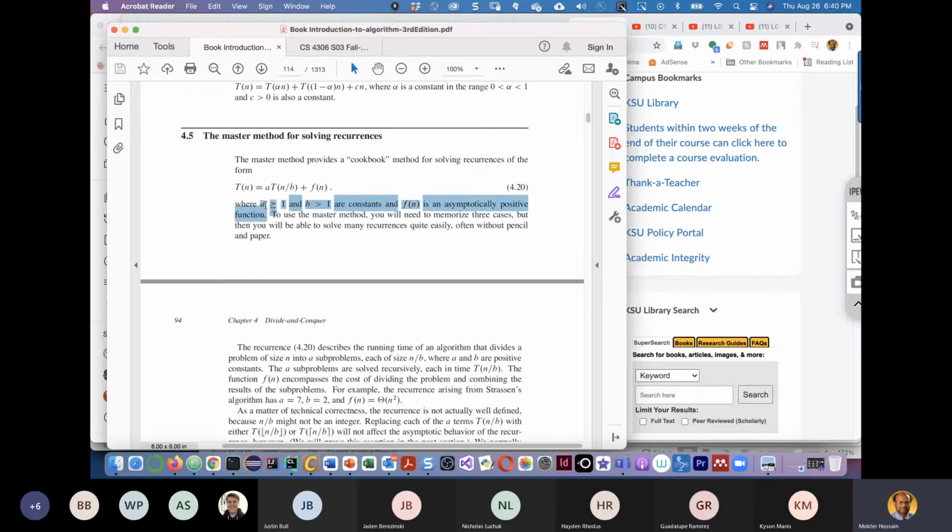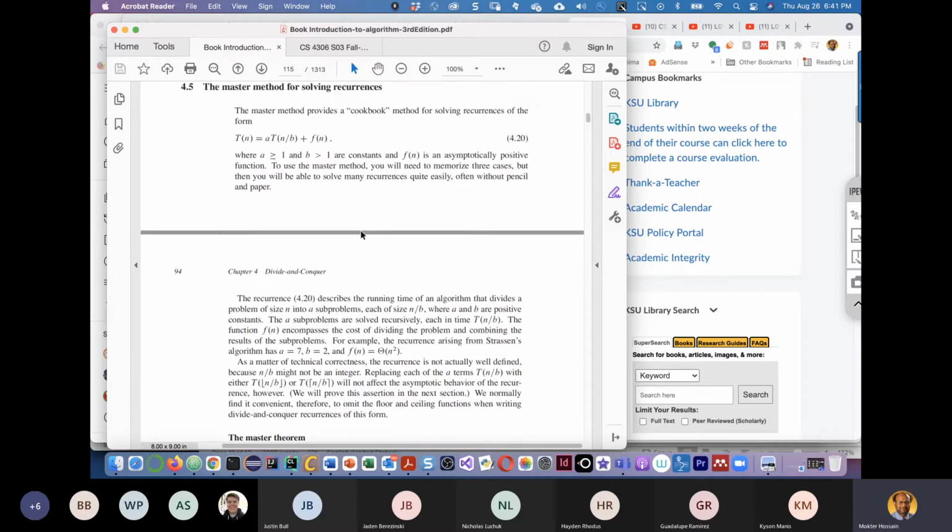Literally a will be an integer number, but b can be a fractional number as well, and the function f(n) is an asymptotically positive function. Asymptotically positive function means that all the way as n goes to infinity, it will still be in the positive coordinate. I will show you using a graph soon.